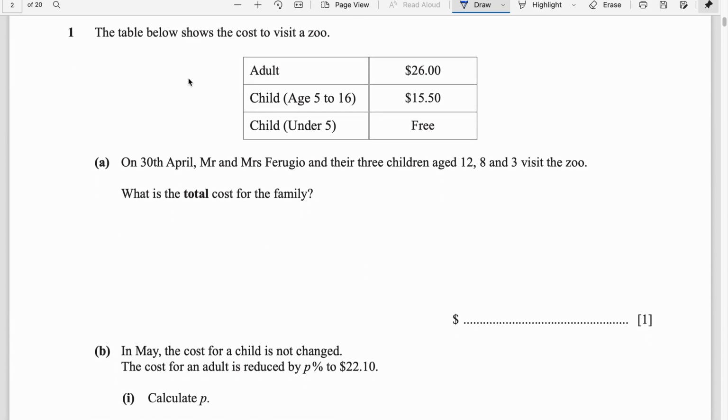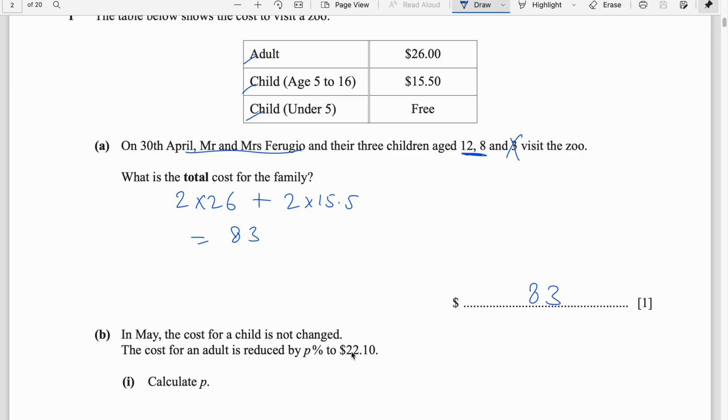Question number 1. The table shows the cost to visit a zoo for adult, child 5 to 16, child under 5. On 30th April, Mr. and Mrs. Frugo and their 3 children aged 12, 8 and 3 visit the zoo. What is the total cost of the family? So there are 2 adults, 2 into 26, plus 2 children between the age of 5 and 16, so they'll be charged, and this child is free. So 2 into 15.5, and their total comes out to be $83.